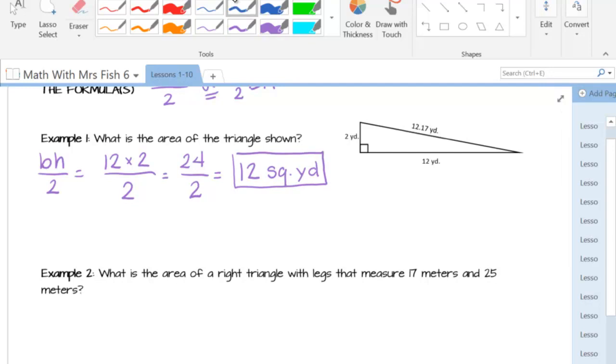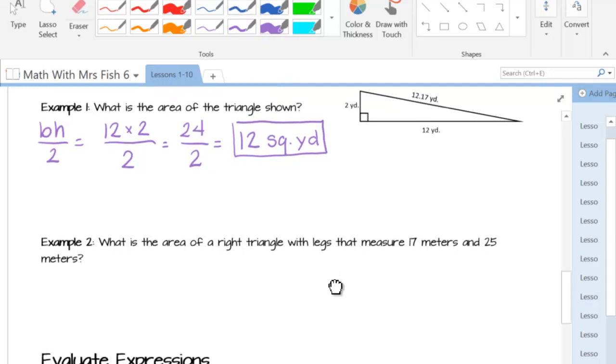Now we're going to look at it with the other formula, and we're going to see how they are actually the same thing. 1/2 of the base times the height. So we're going to write half of 12 times 2.